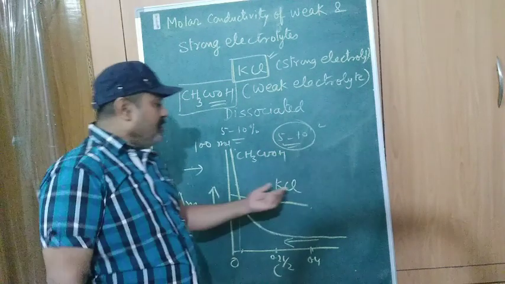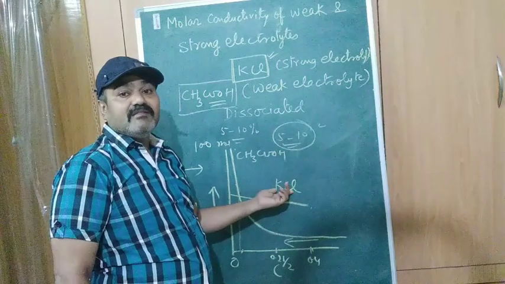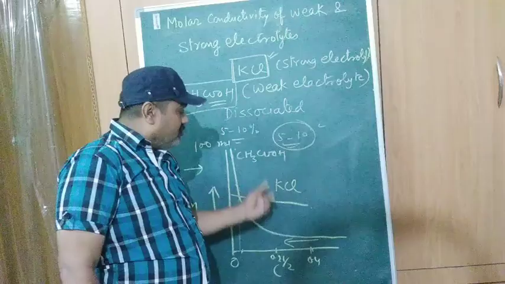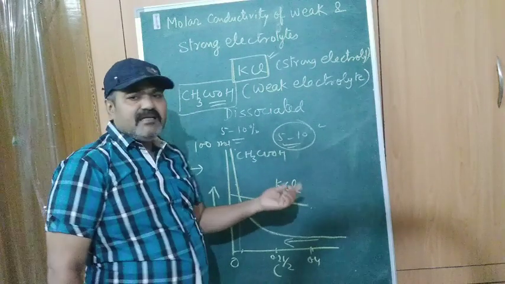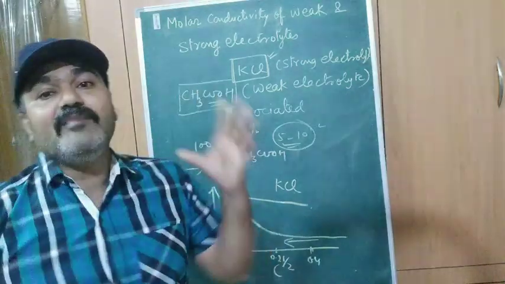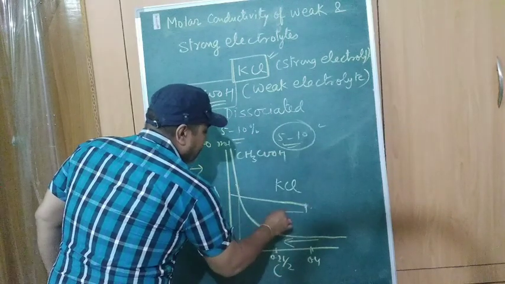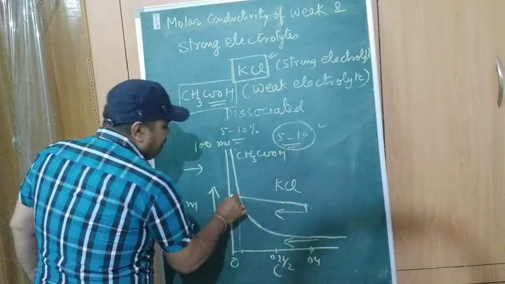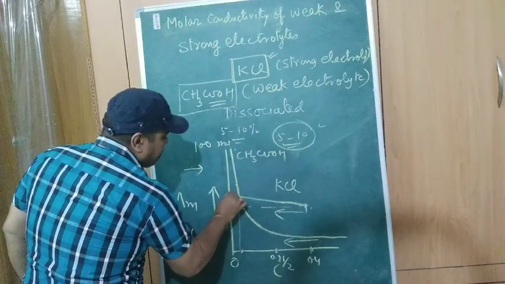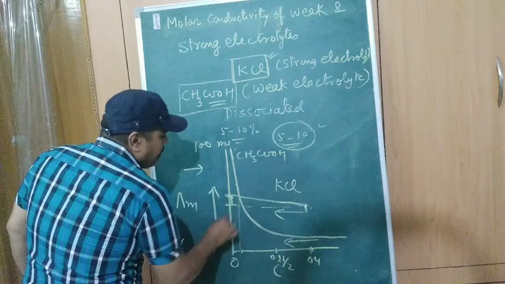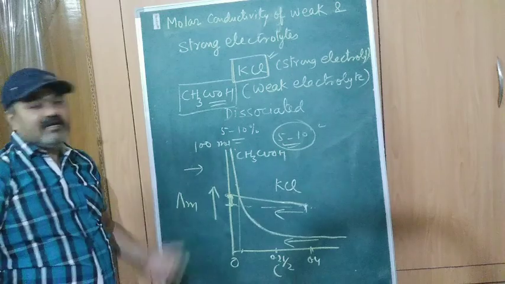We know that with dilution the percent dissociation will definitely also increase, but we also know that at any concentration the strong electrolytes are almost 100% ionized. So suppose we are diluting the solution of potassium chloride, there is a very small change in the molar conductivity. We can see this from here to here, only a very small change.